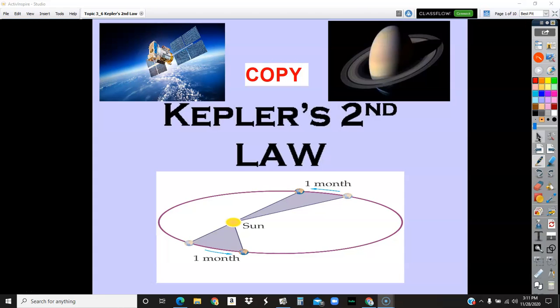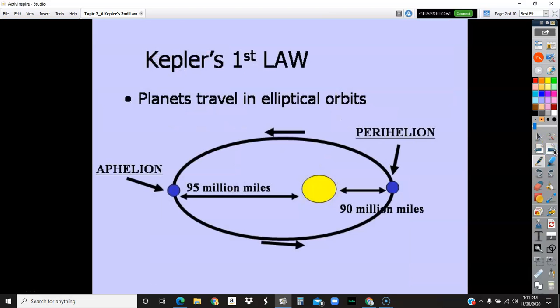We covered Kepler's first law, so in this video we're going to cover Kepler's second law, which is called the law of equal areas. So this is just a review of the first law.